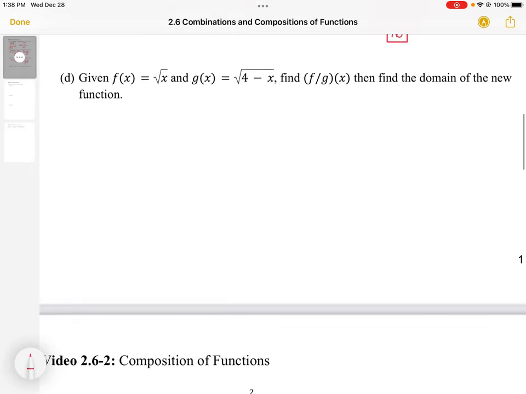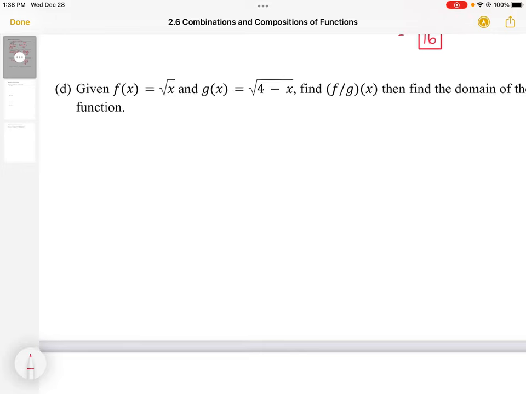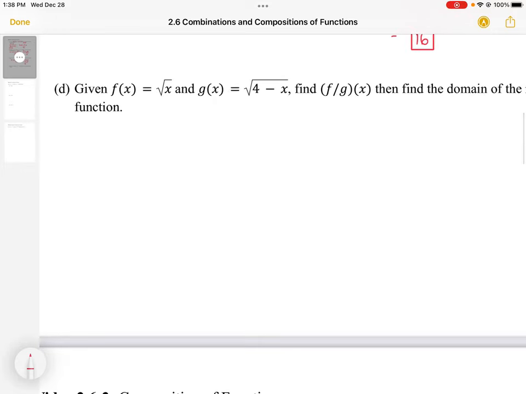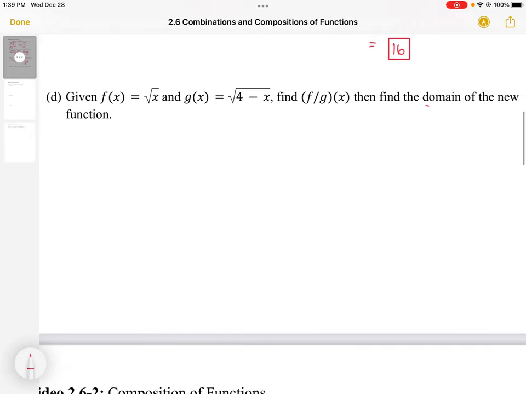Okay, now, part D. So we're given two different functions. f of x is equal to the square root of x, and g of x is equal to the square root of 4 minus x. Find f divided by g of x. Then find the domain of the new function. Okay, so we're not evaluating the new function, we're finding the domain.